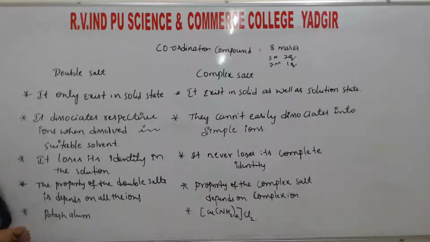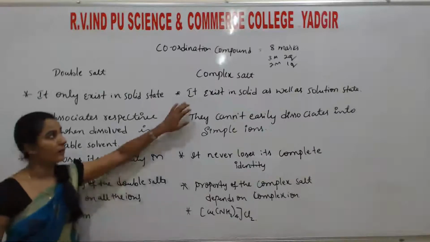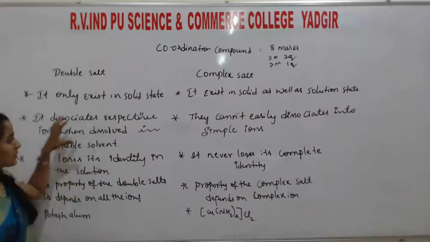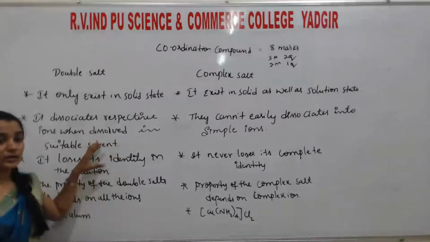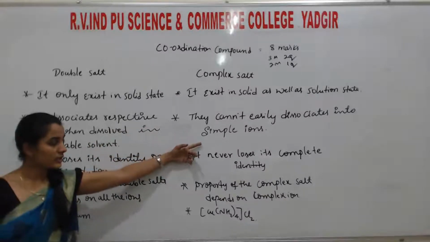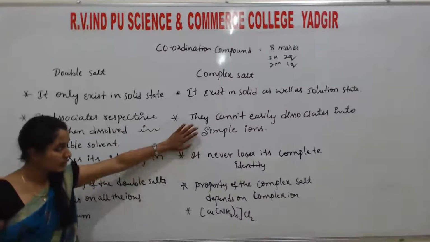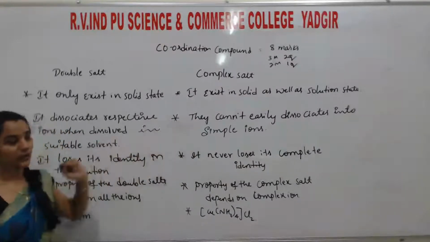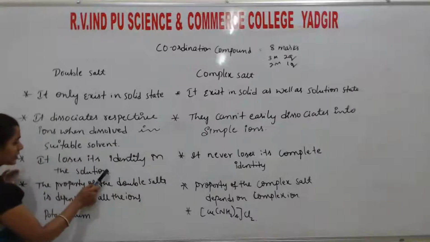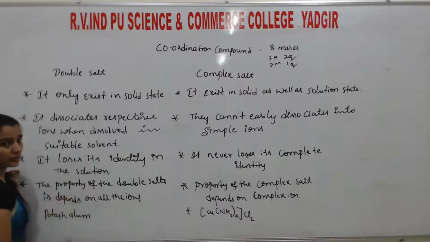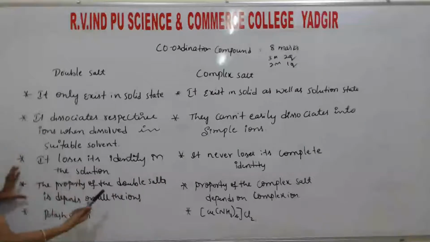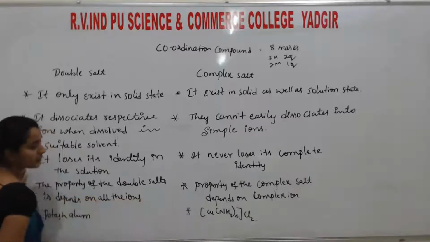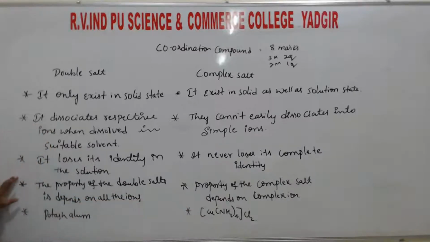Here what happens, students, the double salt exists in the solid state, but the complex salts exist in solid as well as in solution state. And they dissociate and give respective ions. Okay, if they are in a suitable solvent, they form simple as well as complex ions. Next, the double salt loses its identity in the solution. The complex salt never loses its identity in the solution. The property of the double salt depends upon what? All ions. The property of the complex salt depends on the complex ion. And these are the examples.